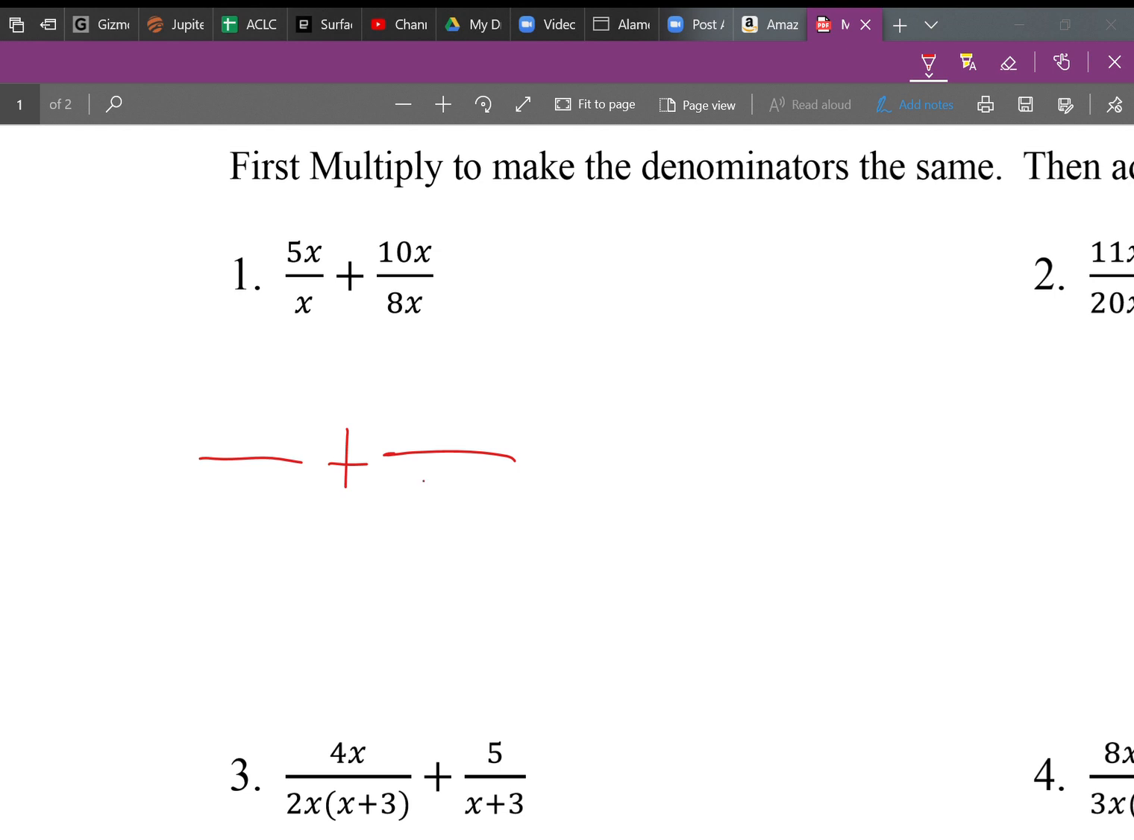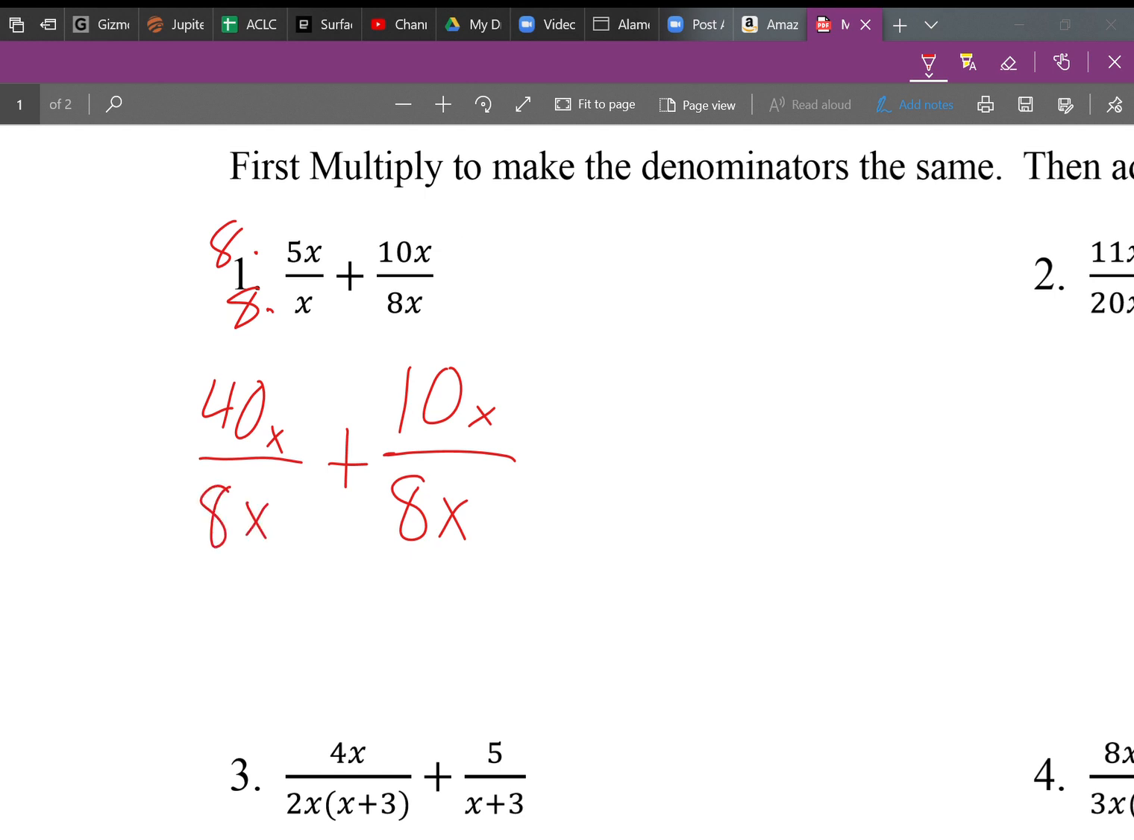So the second rational expression already has 8x on the bottom, so that top doesn't change. To turn the first rational expression's denominator into 8x, I need to multiply the bottom by 8. Now, I'm allowed to do that. I just have to make sure I do it on the top as well. So when I do that, 8 times 5x ends up being 40x. And then on the bottom, 8 times x is 8x.